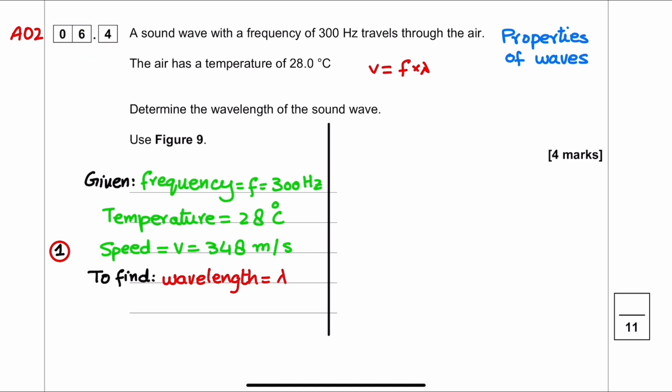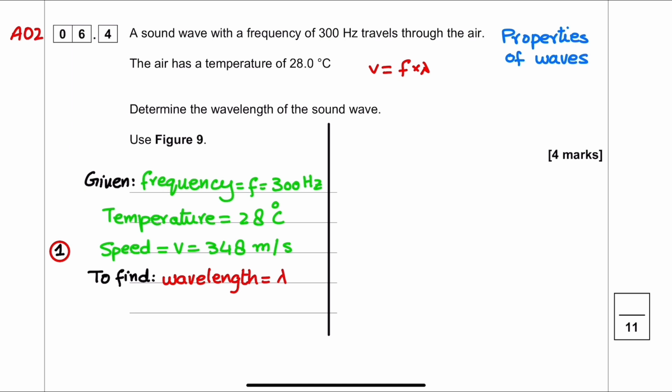6.4 is an AO2 question, and this question is from the properties of the waves. A sound wave has a frequency of 300 Hz and travels through the air. The air has a temperature of 28 degrees. Determine the wavelength of the sound.